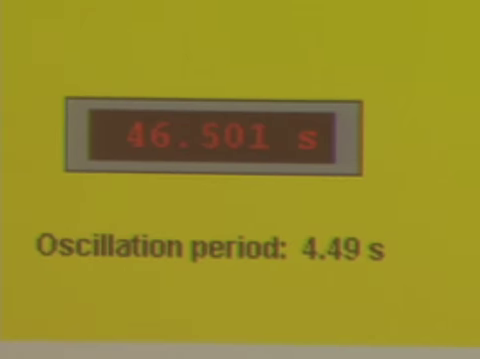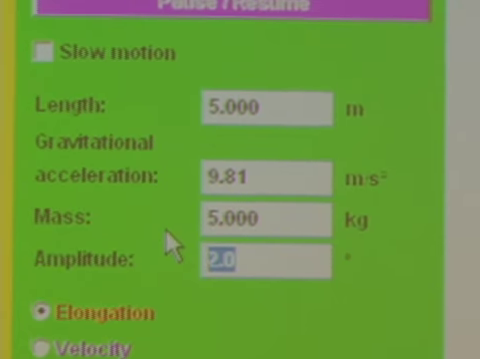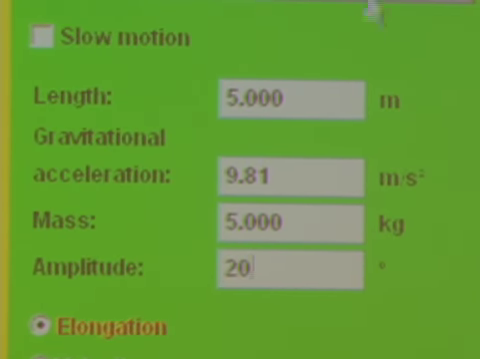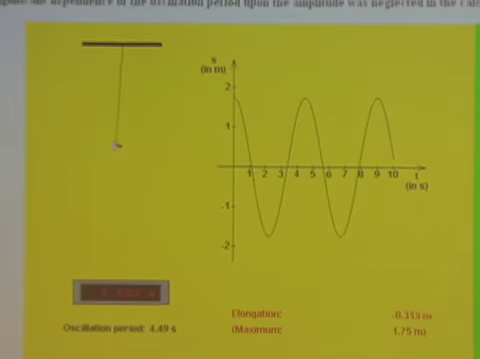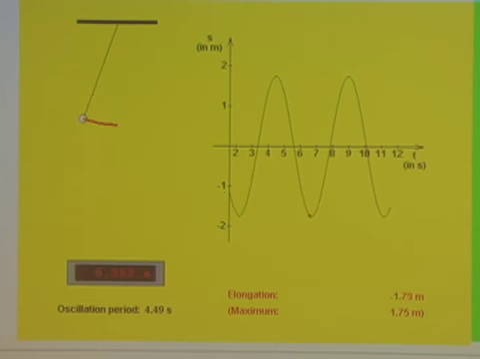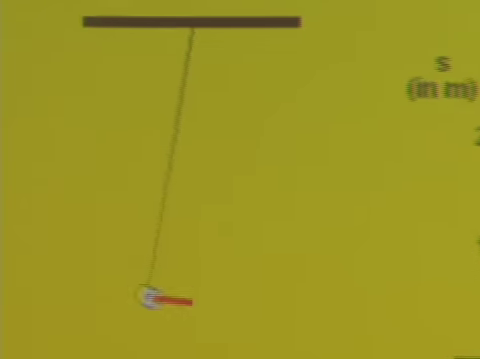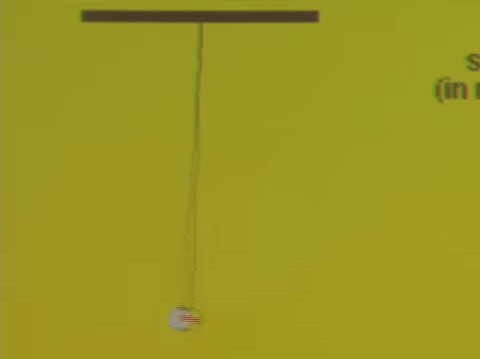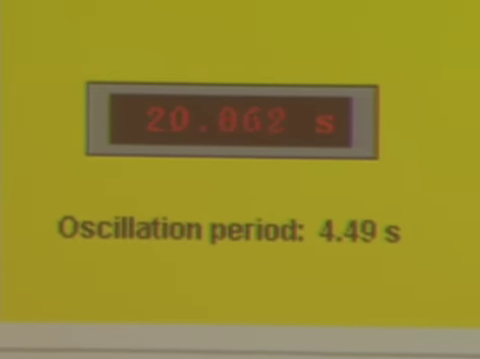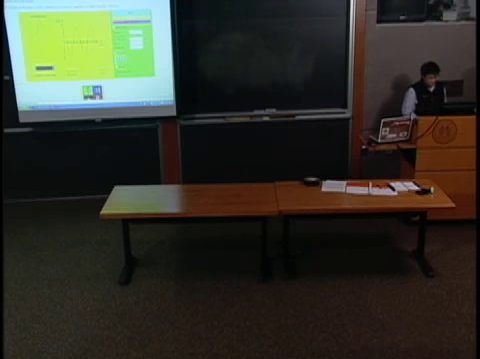Okay, so let's reset. And just to check, let's try a much larger amplitude. Originally, it was 10 degrees. Let's try 20 degrees. So let's start the demo again. And you can see that the pendulum swings much faster, but also swings through a much larger region. So again, the oscillation period is unchanged, 4.49 seconds. The reason for that being, of course, even though it has more distance to cover, it also has more distance to accelerate as well.